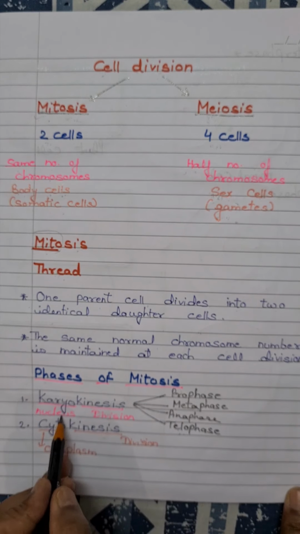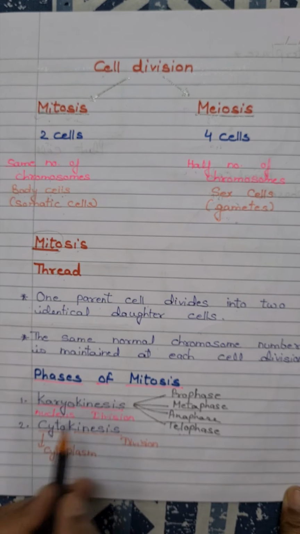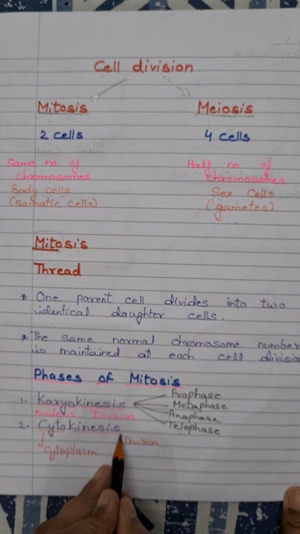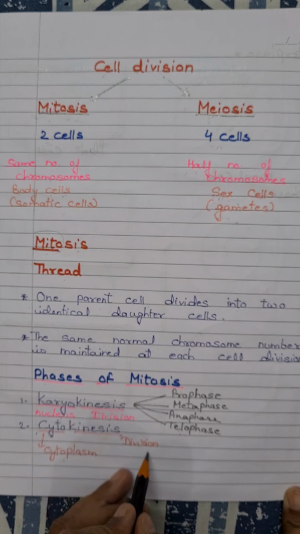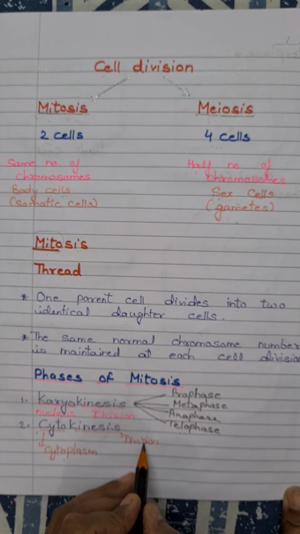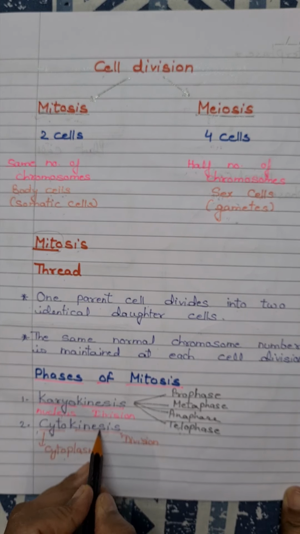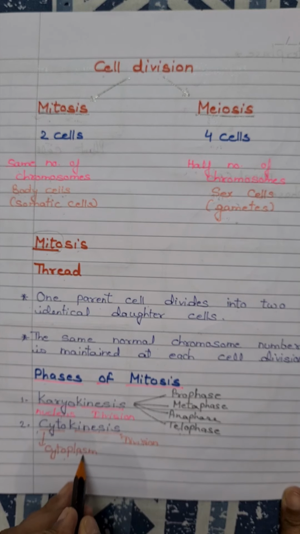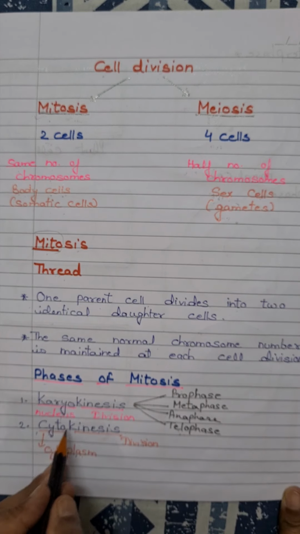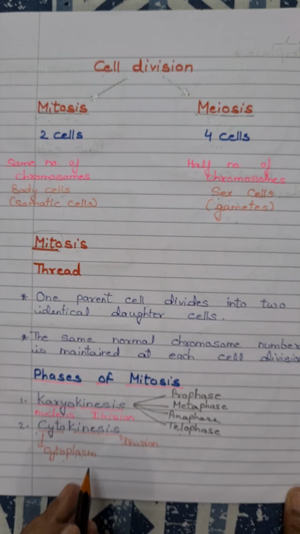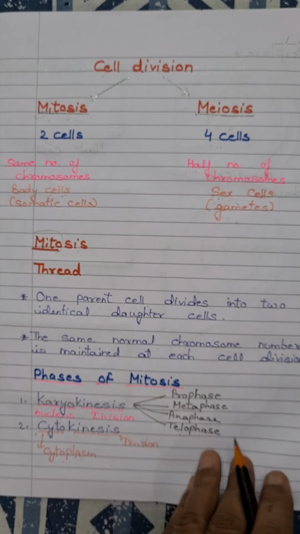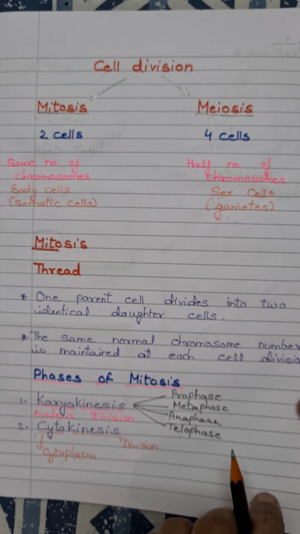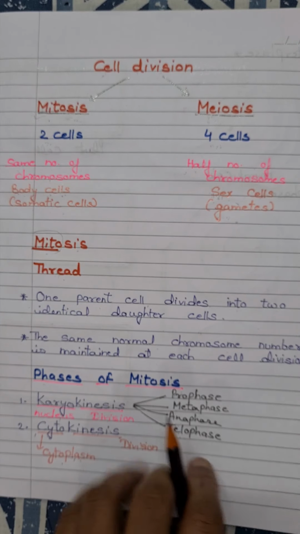After the division of the nucleus, the second phase of mitosis is cytokinesis. Cyto means cytoplasm and kinesis means division. So in cytokinesis, division of the cytoplasm takes place, which divides the parent cell into two daughter cells. So let's begin with the four phases of karyokinesis in mitosis and afterwards cytokinesis also.